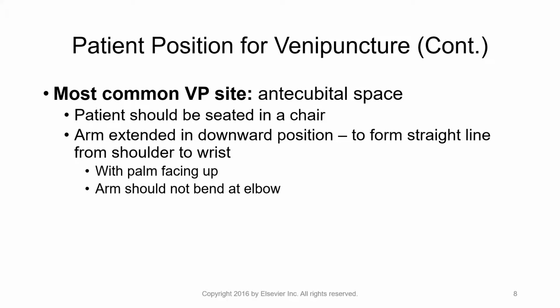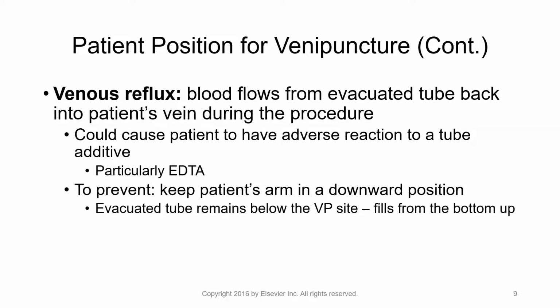But the arm should be straight, palm up, elbow should be straight. One thing you can do is take your patient's opposite arm, have them make a fist with the opposite hand, and stick that fist under the elbow, and that will help to extend the elbow that you are trying to use for the puncture, so that their elbow is straight and the veins are forced close to the surface of the skin. So I mentioned venous reflux.